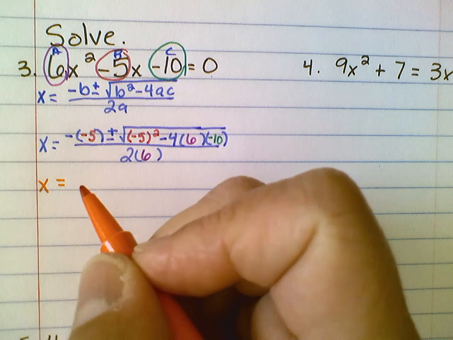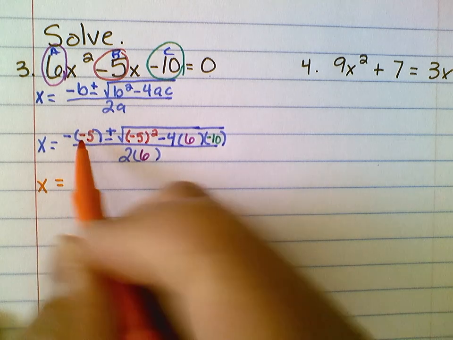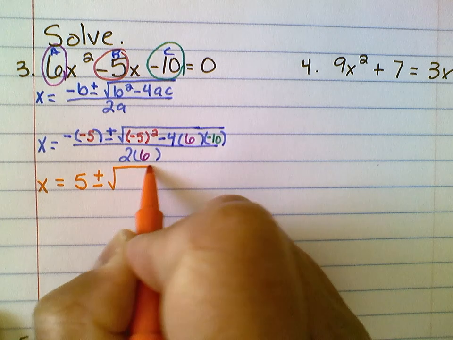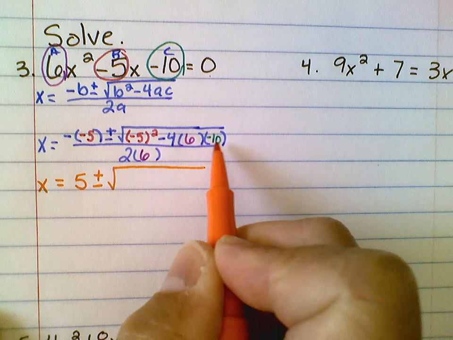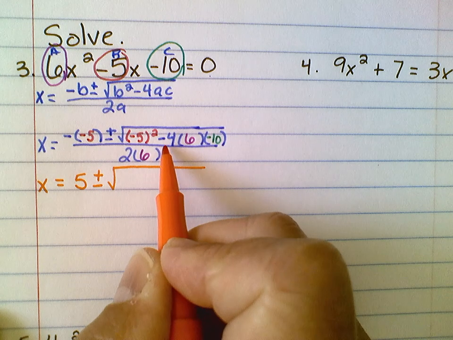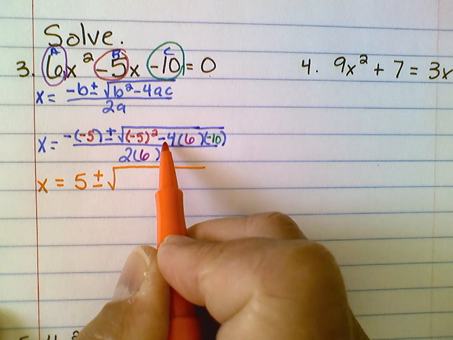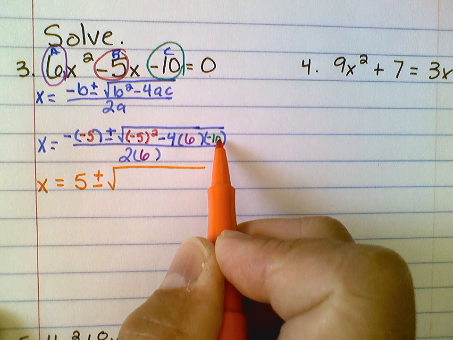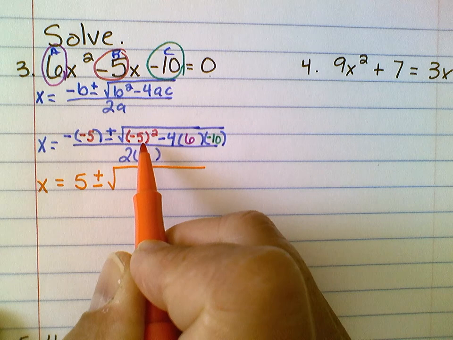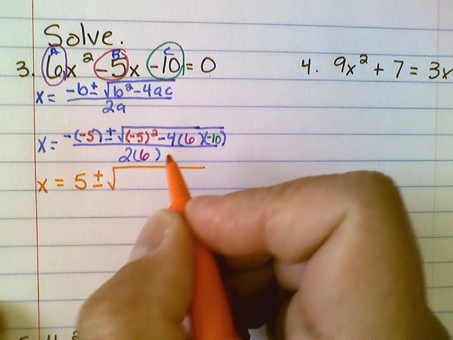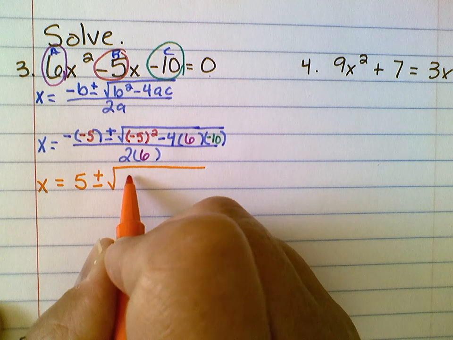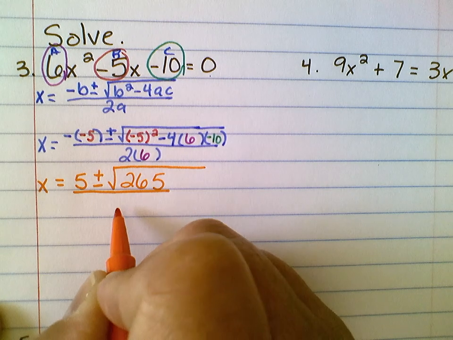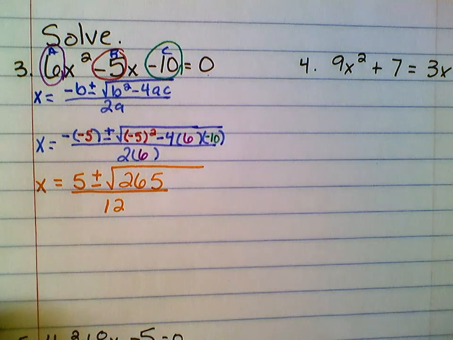Simplify some stuff. We have negative negative turns to positive 5, plus or minus the square root of all this stuff. So that's 25. That's a negative 4 times 6 is 24, so that's a positive 240 plus 25 gives me 265, and that's divided by 12.